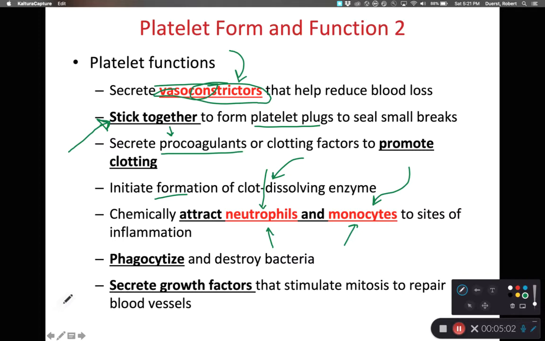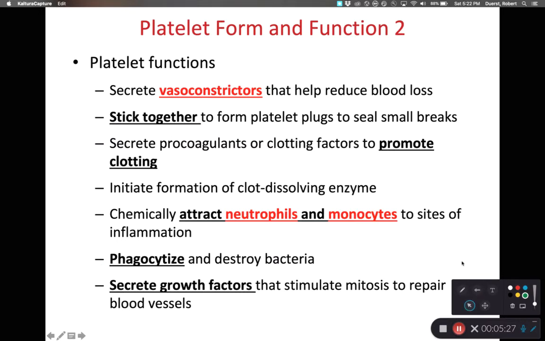As we look at platelets, they help our white blood cells to phagocytize and destroy bacteria, particularly the neutrophil and especially the monocyte. It has assistance from the platelets for phagocytosis. And then our platelets are also going to secrete growth factors so that we can upregulate tissue regeneration at the site of injury where our blood vessels are damaged.